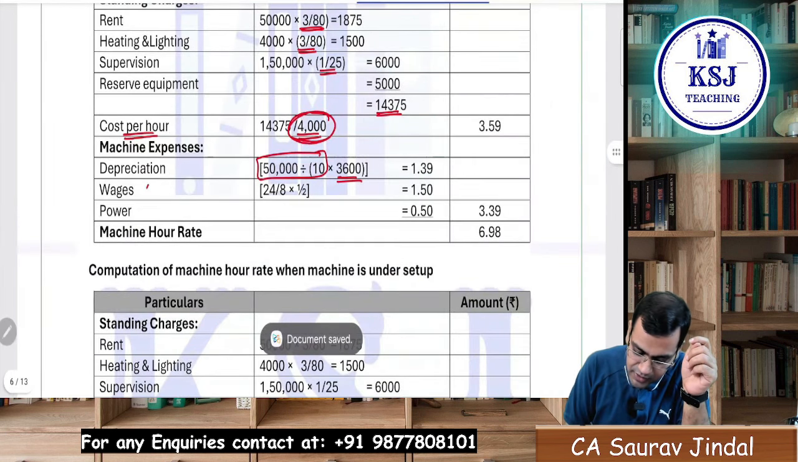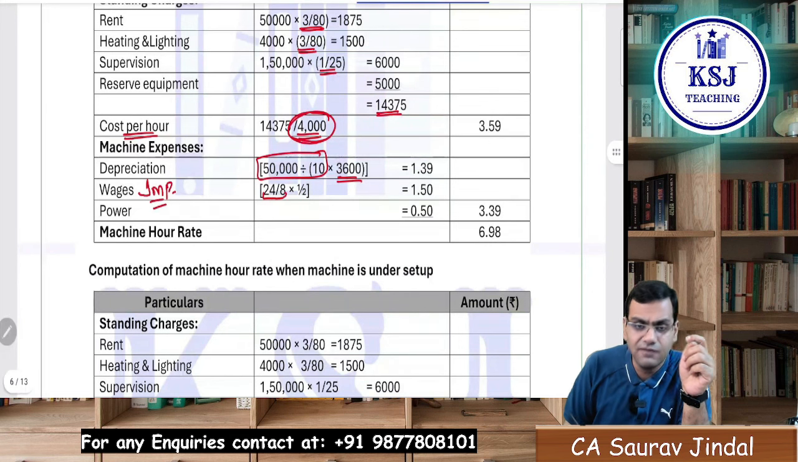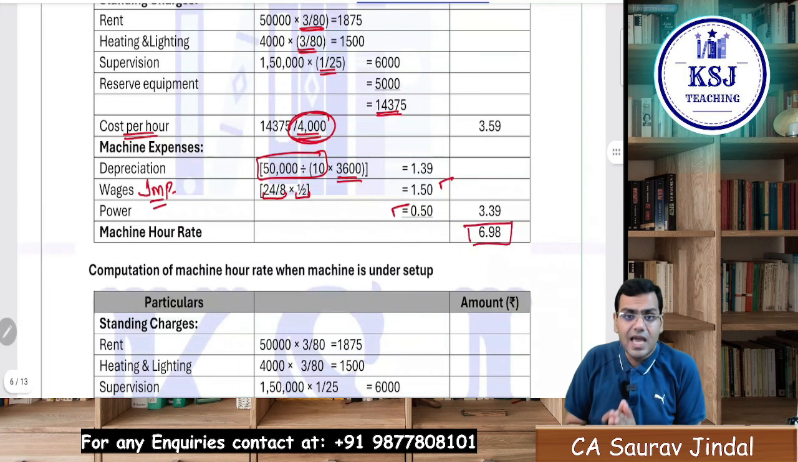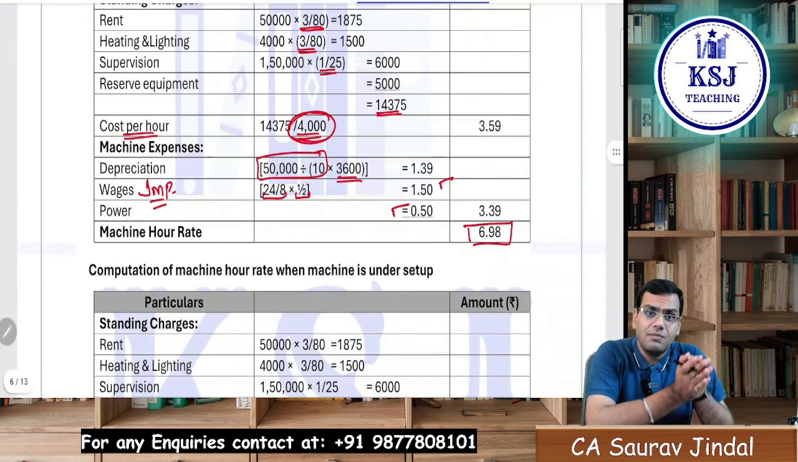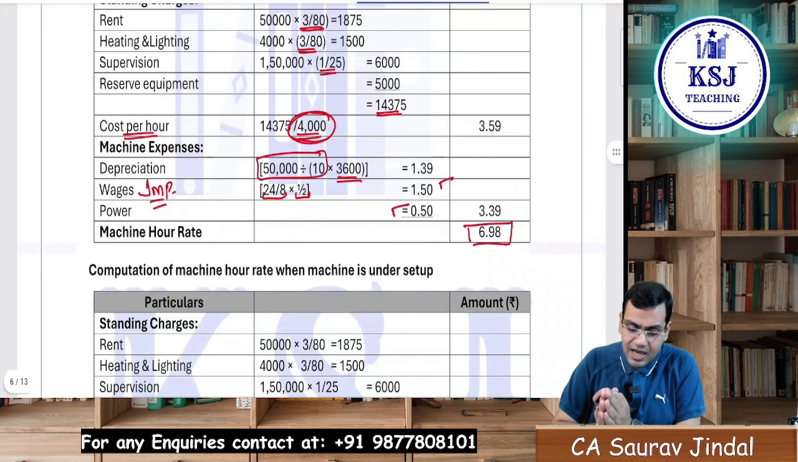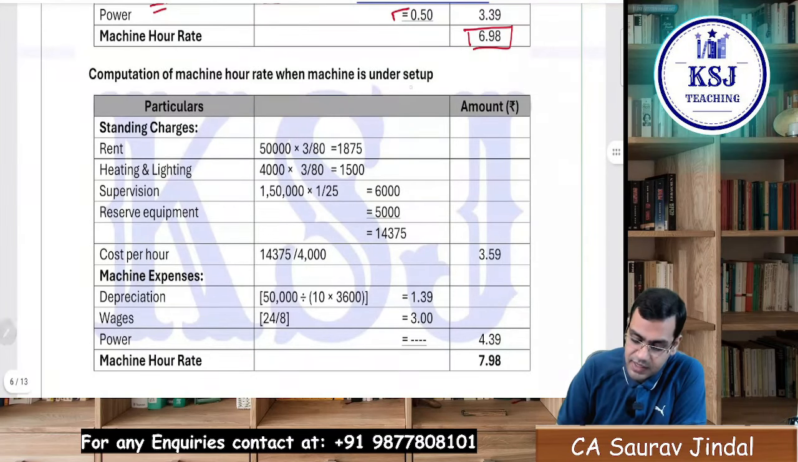This is important, sir. The wages calculation is important here. 24 by 8, that will give you the per hour, divided by 2 because he is looking after 2 machines. Right? Power consumption is given 0.50. So this is the machine hour rate. This is the machine hour rate when the actual production is taking place. Now, the second machine hour rate you will calculate when the machine is under setup.